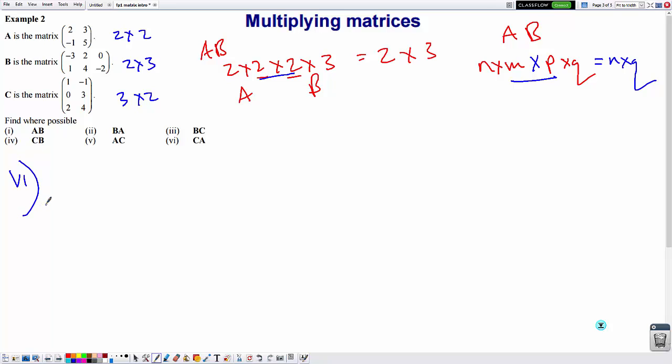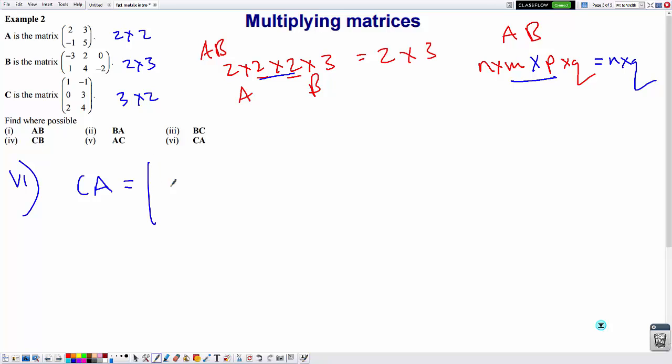Probably I'm going to have to work this one out. Yeah. So it's a 3 by 2 by a 2 by 2. Yeah, it works. So if you didn't see that, C is a 3 by 2. A is a 2 by 2. It works, and my answer should be, of course, a 3 by 2 matrix. All right. Let's work these out. This is one of the last multiplications we're doing. We'll see the identity soon.